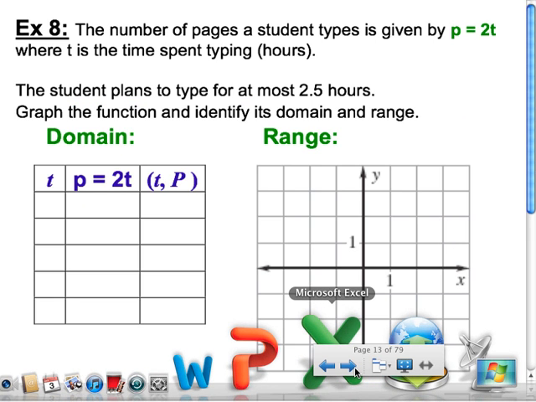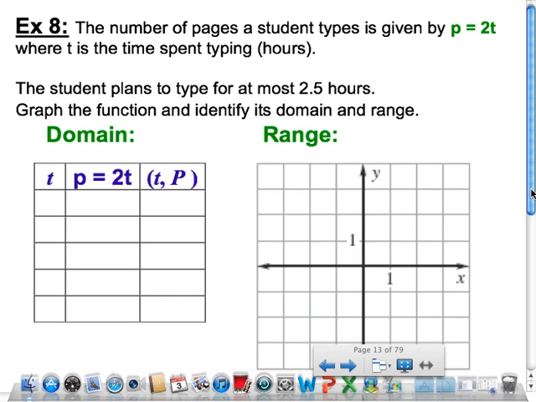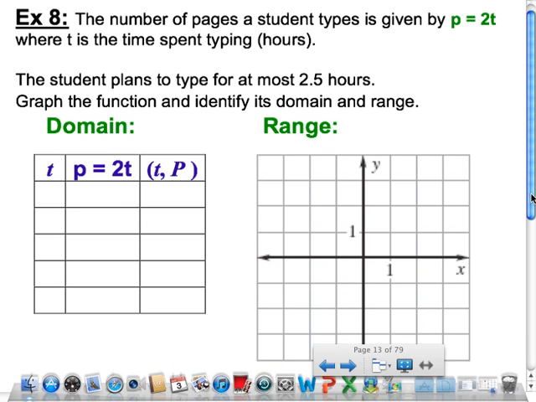If it seems like this is going on for a little while, it's because it is. This is 2 sections. There's a lot of material here that we're covering.